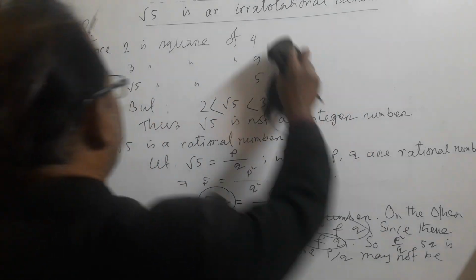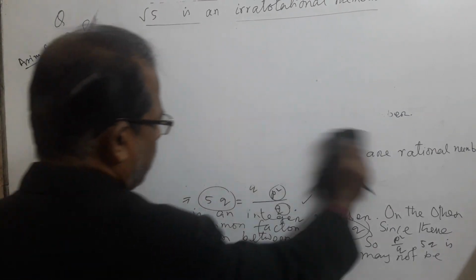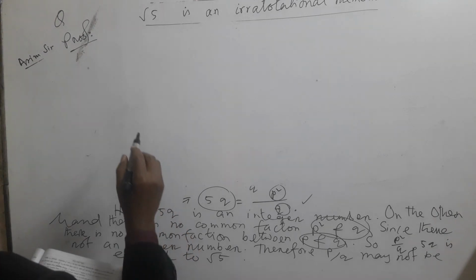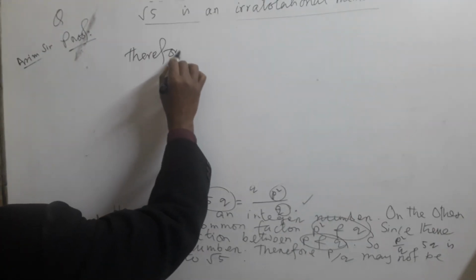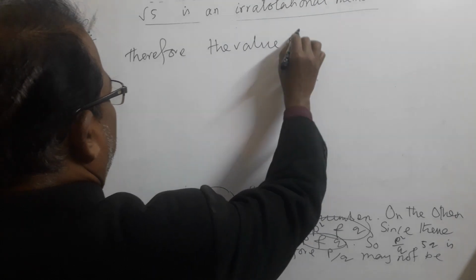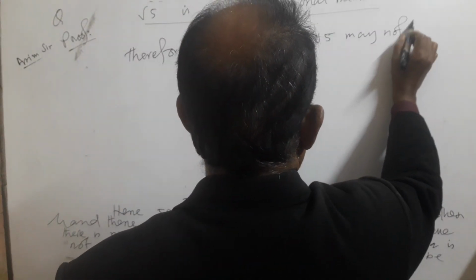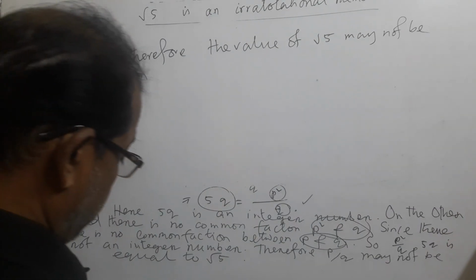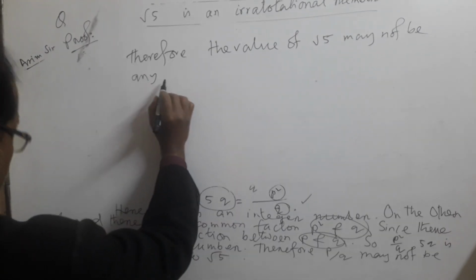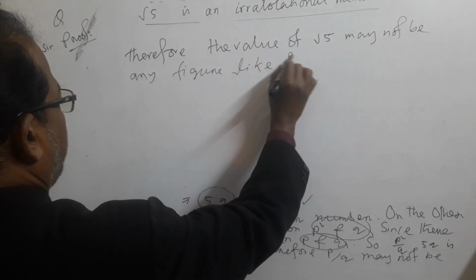That's why this is not equal. That's why the value of root 5 may not be any figure like p divided by q.